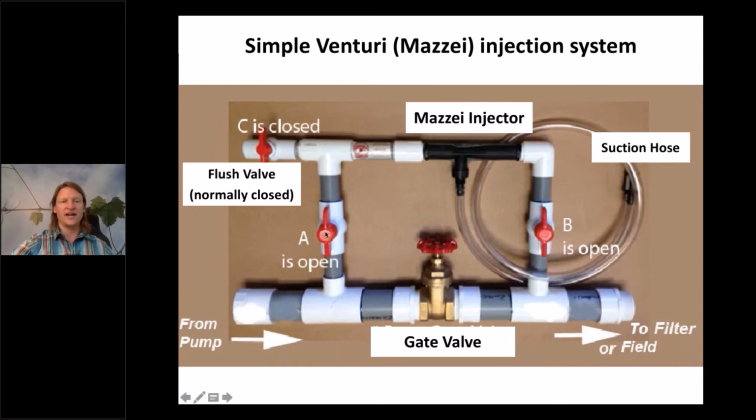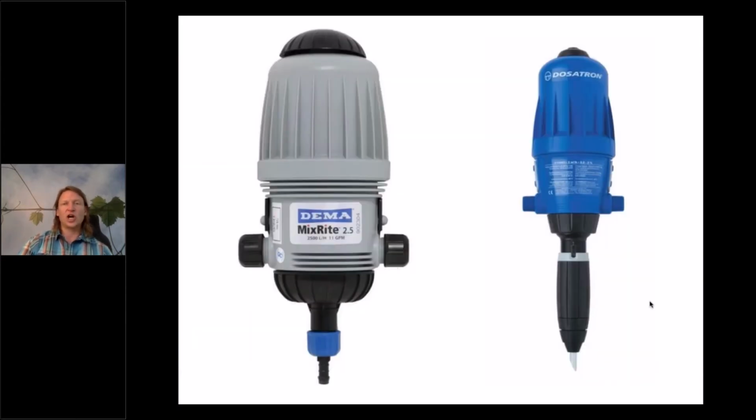And you can turn it off with these valves, and then you can either filter or not filter, depending on what you're putting out into the field. If I was going to inject a compost tea or some kind of a biological product, I would probably do a coarse filter to make sure I wasn't plugging up my emitters. And of course, there are dosatrons or Mixrite type of injector systems you can buy.